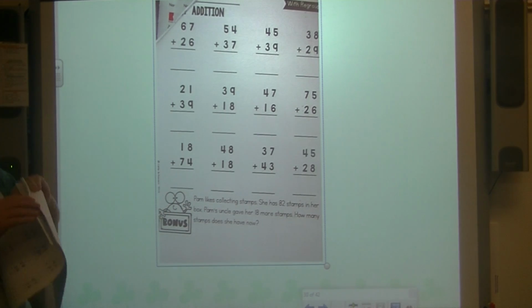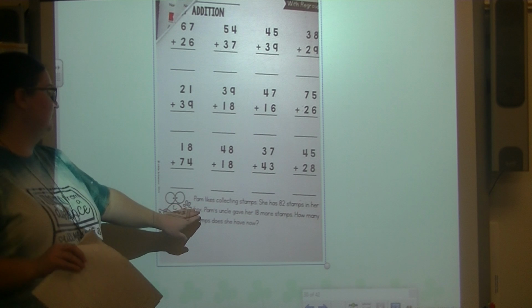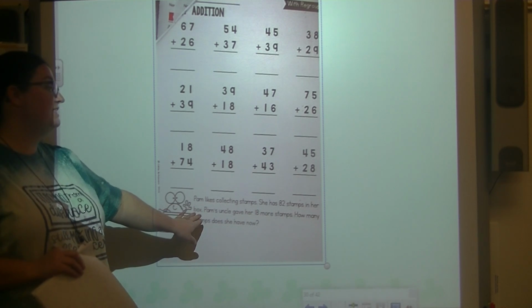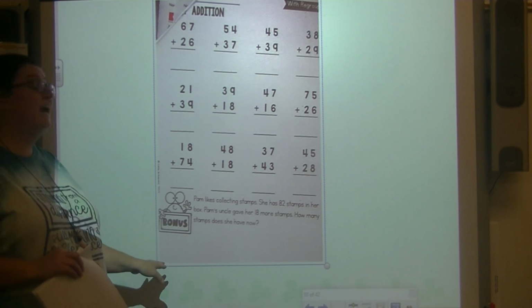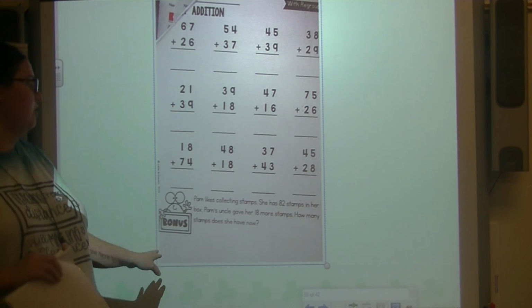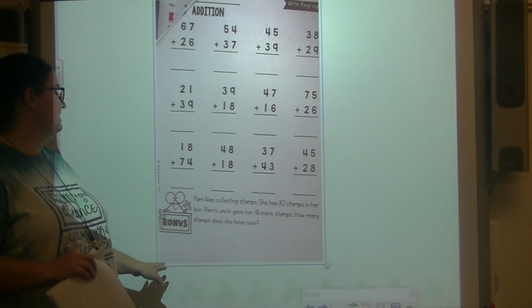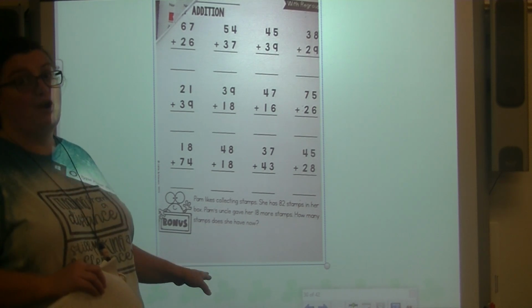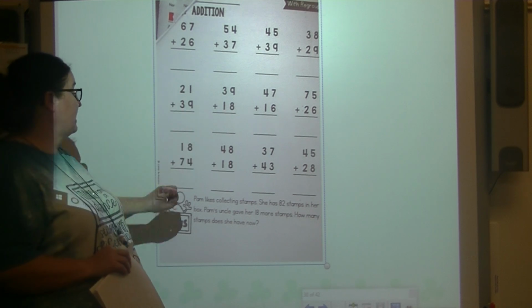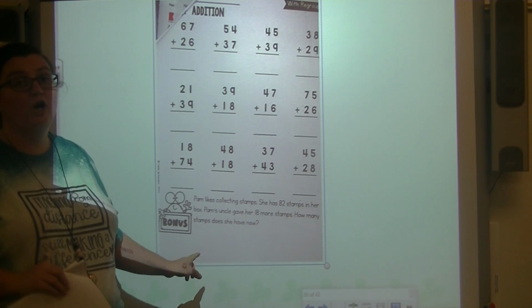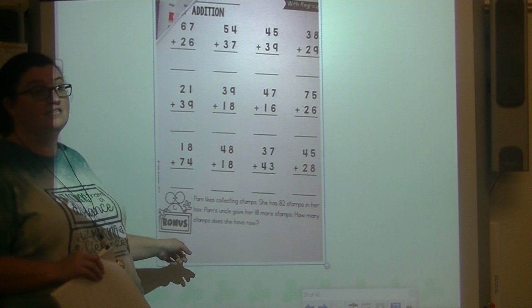All right, your problem today at the bottom, Pam likes collecting stamps. She has 82 stamps in her box. Pam's uncle gave her 18 more stamps. How many stamps does she have now? Okay, so you need to work the problems at the top and complete your word problem today as your practice.